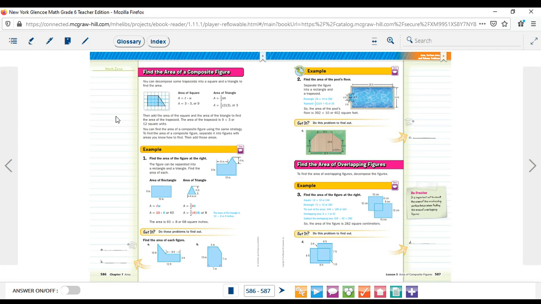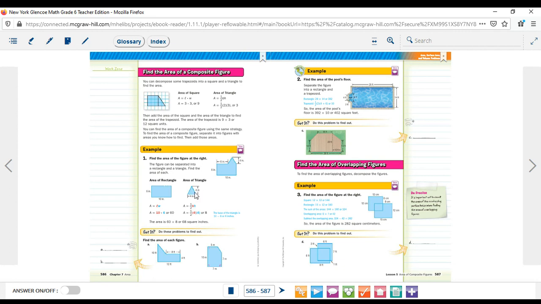Find the area of the figure at the right. You'll notice that it can be separated into, this is a rectangle, okay, and then this part would be a triangle. We know how to find the area of a rectangle. We know how to find the area of a triangle. Area is length times width for a rectangle, so it's just 10 times 6, which is going to give us 60.